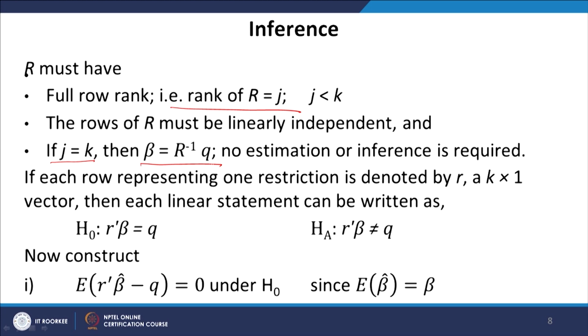If each row representing one restriction is denoted by R, a K by 1 vector, then each linear statement can be written as R prime beta equals Q, that is our null hypothesis, and the alternative hypothesis is R prime beta not equal to Q. Okay. So, now we construct expected value of R beta hat minus Q equals 0 under the null hypothesis, because expected value of beta hat equals beta.